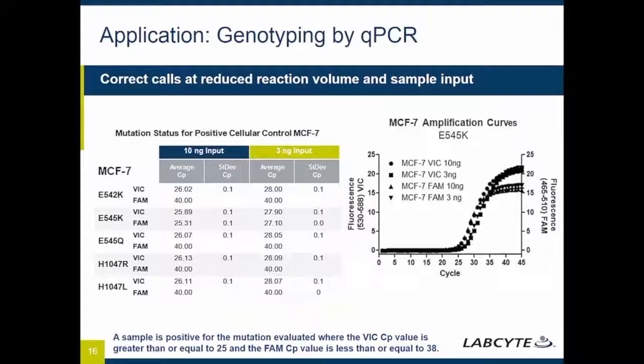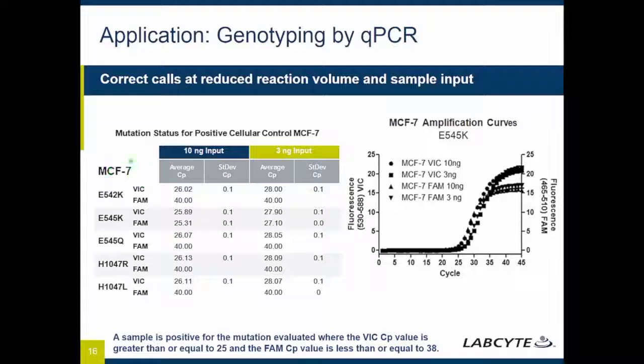Now, proof of concept in control DNA is fine, but again, our aim is to develop true applications. In this experiment, we demonstrate that correct calls can be made in miniaturized reaction volumes and reduced sample input. I isolated DNA from the MCF7 cell line described earlier and ran the reaction at 2 different input values of 10 nanogram input as well as 3 nanogram input in a 3 microliter total reaction volume. In this particular case, a panel of mutant primers were used to detect the presence of a mutation within the DNA tested.